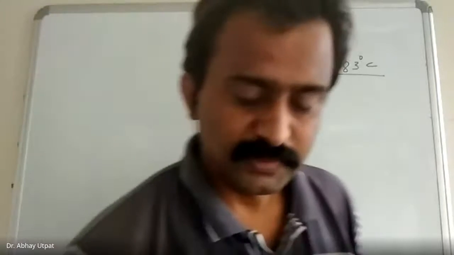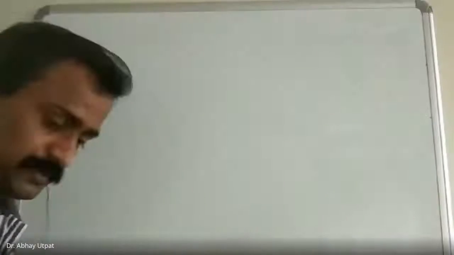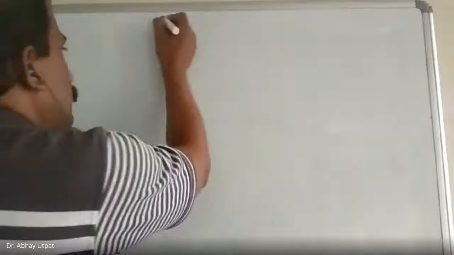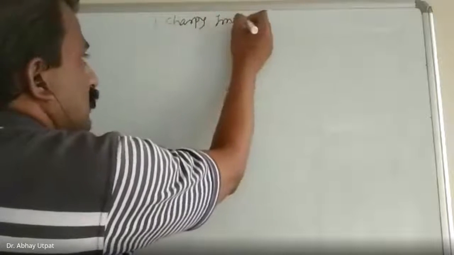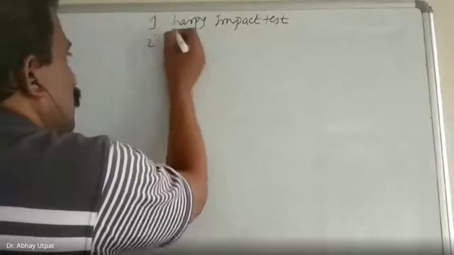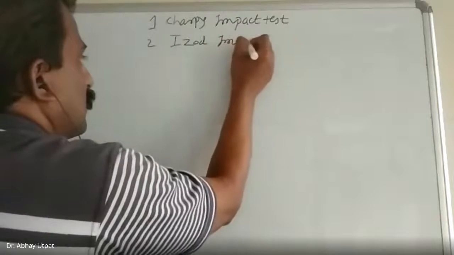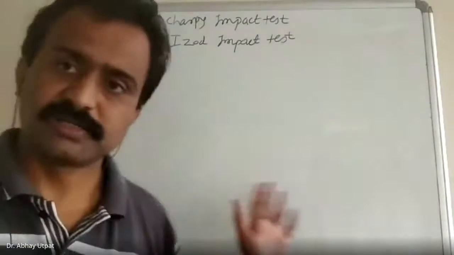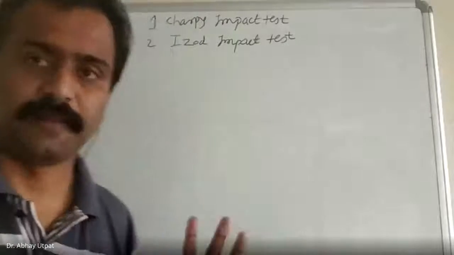Now, we are going to study impact testing. Before that, I will show you the setup. There are two types of tests. One is the Charpy impact test. Write this down. Another is the Izod impact test. These are the names of scientists. The same machine is used, only different specimens and conditions are there.